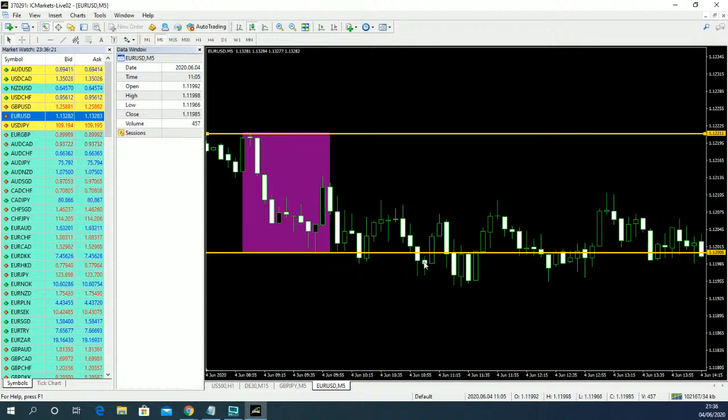Now we see there is a candle here that closed outside the box. So that candle will give us a sell signal. So if we add a sell signal here.